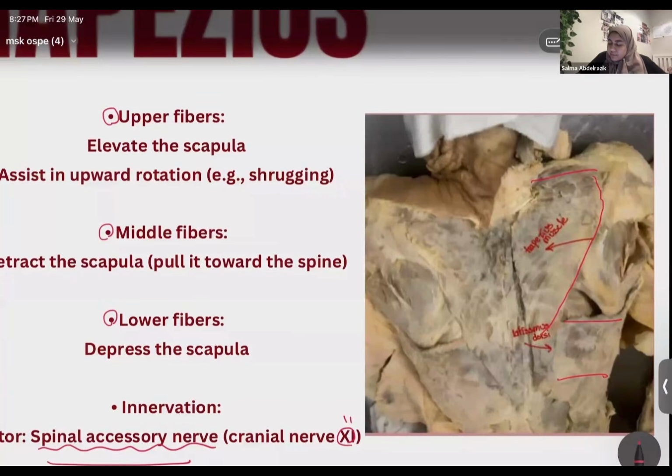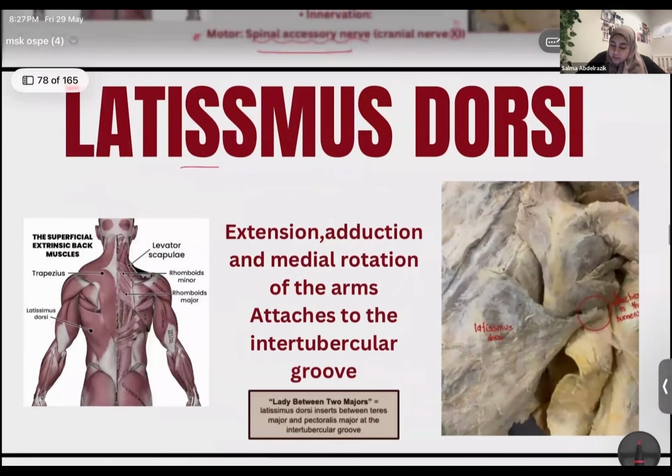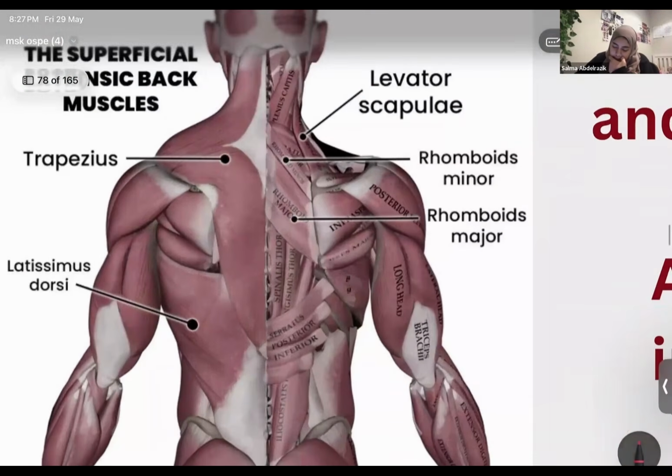And latissimus dorsi is under here, which we'll get into right now. Latissimus dorsi. It's for extension, adduction, and medial rotation of the arms. Extension, adduction, and medial rotation of the arms, right? It's attached to the intertubercular groove over here. Latissimus dorsi.